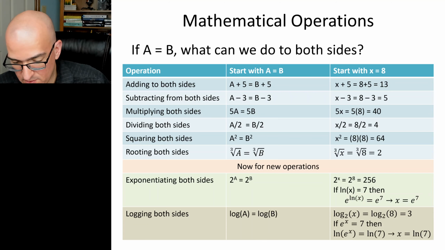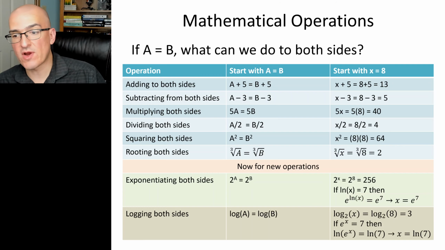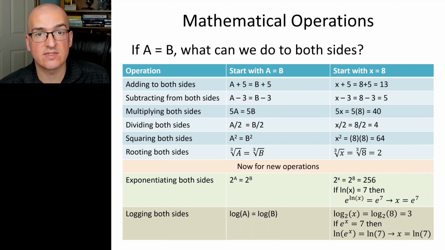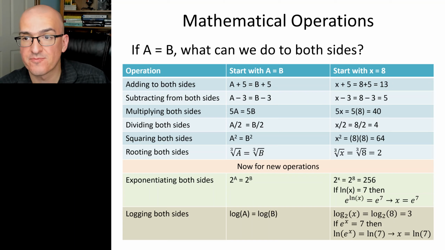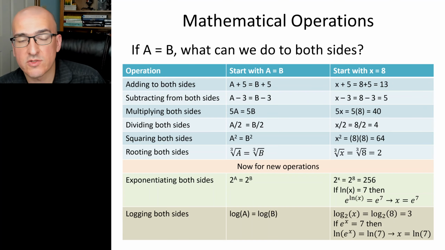So if you have an expression that starts with a equals b, what can you do to that expression that does not break the equality, does not break the equal sign? One thing you can do is add something to both sides. So for example, you're free to add 5 to both sides and nothing will change. You're also free to subtract the same thing from both sides. So subtract 3 from both sides, and the equal sign will not be violated.